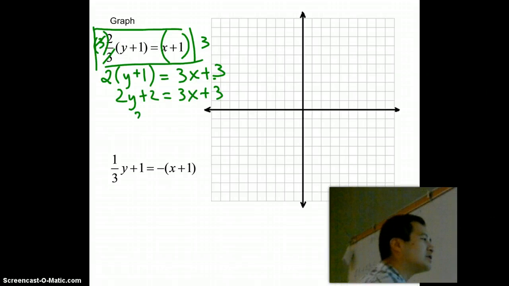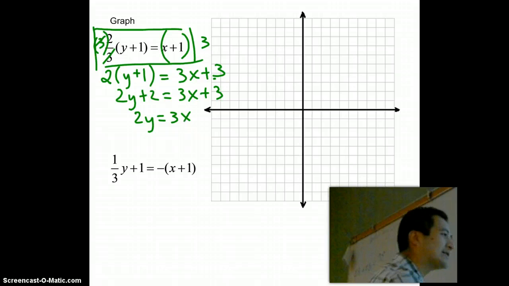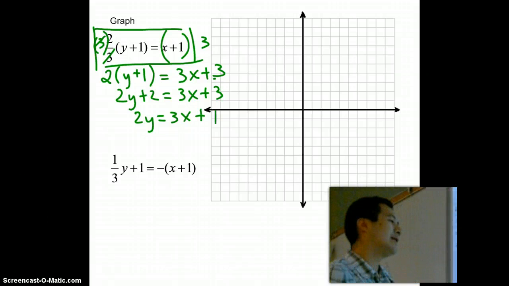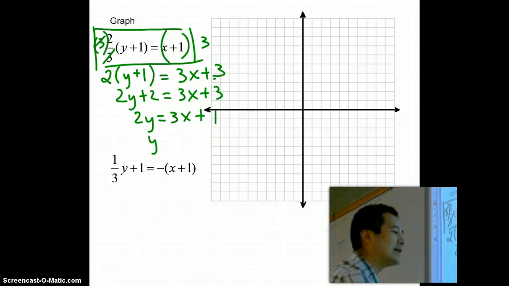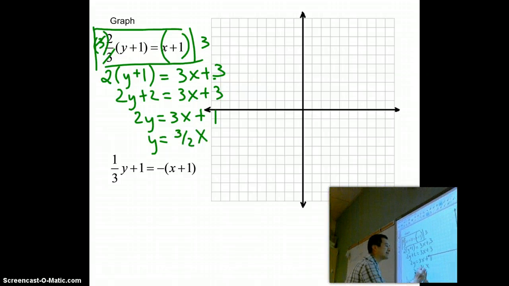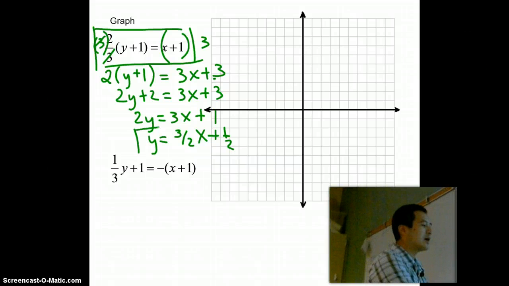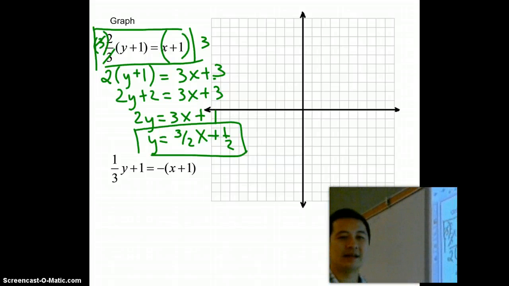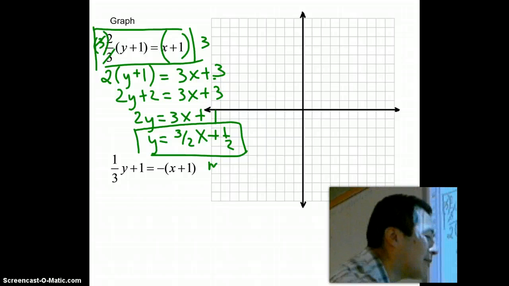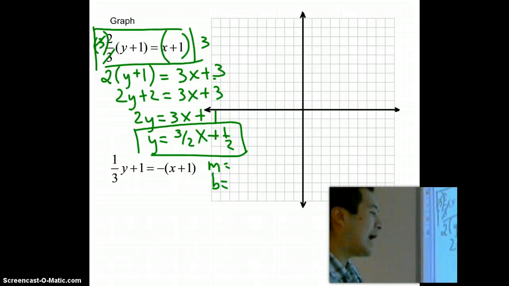Simplify it. Move the 2 over. 2y equals 3x plus 1. Divide everything by 2. Y equals 3 over 2 x plus 1/2. Great. Here's my first equation. Is it in y-intercept form? Yes. I need to find my m and I need to find my b. My m is 3/2. My b is 1/2.